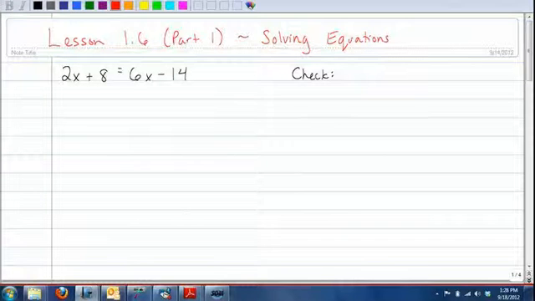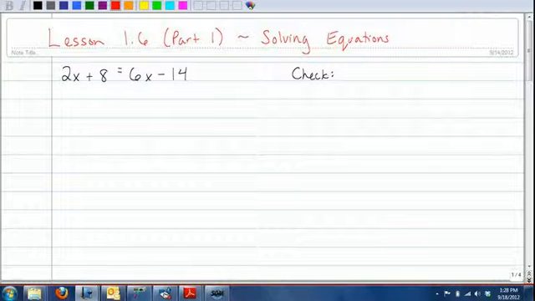Okay, so lesson 1.6 is all about solving different types of equations. So we're going to break this up into a couple of parts here. Today's lesson, we're just going to look at solving some basic equations, and then we're going to get into the distributive property a little bit. So hopefully after today you'll refresh your memory on how to solve some of these.